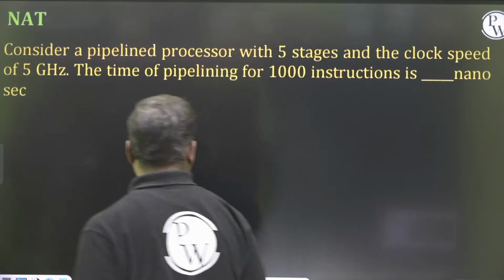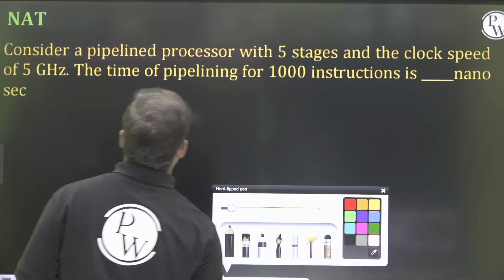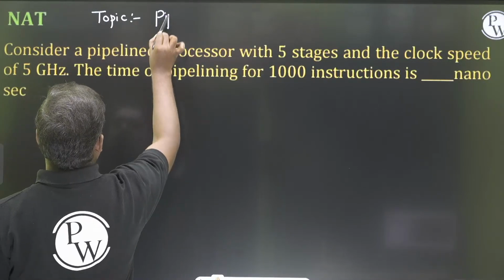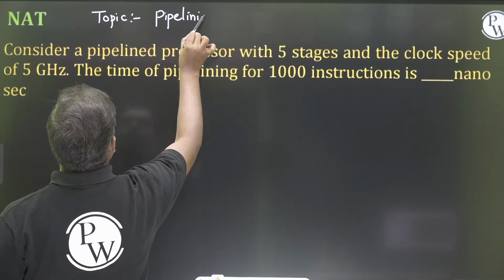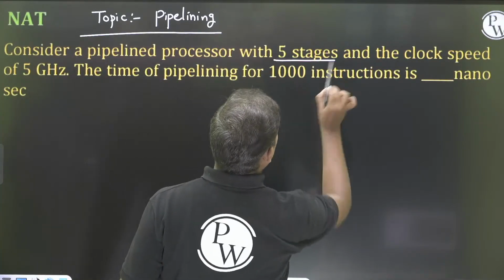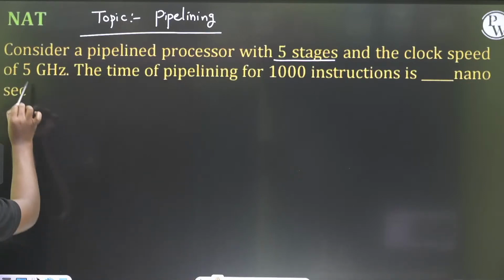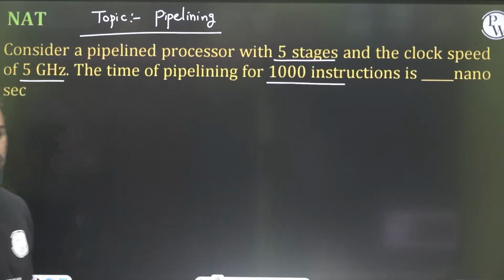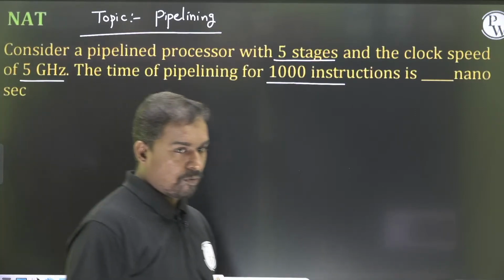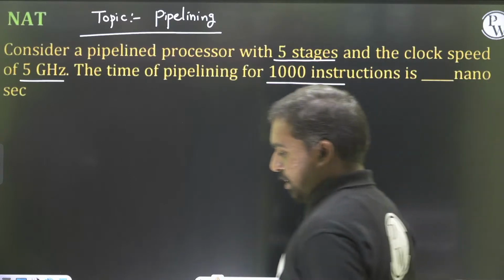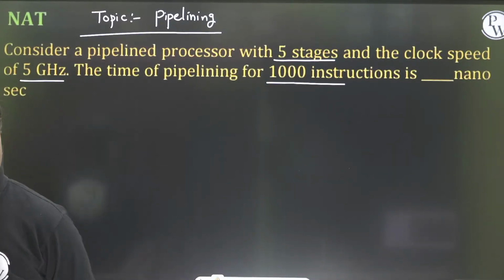This question is also on pipelining. Again, the topic is pipelining, so try to answer this. Consider a pipelined processor with 5 stages and a clock speed of 5 GHz. The time of pipelining for 1000 instructions is dash nanoseconds. What is the answer for this question?